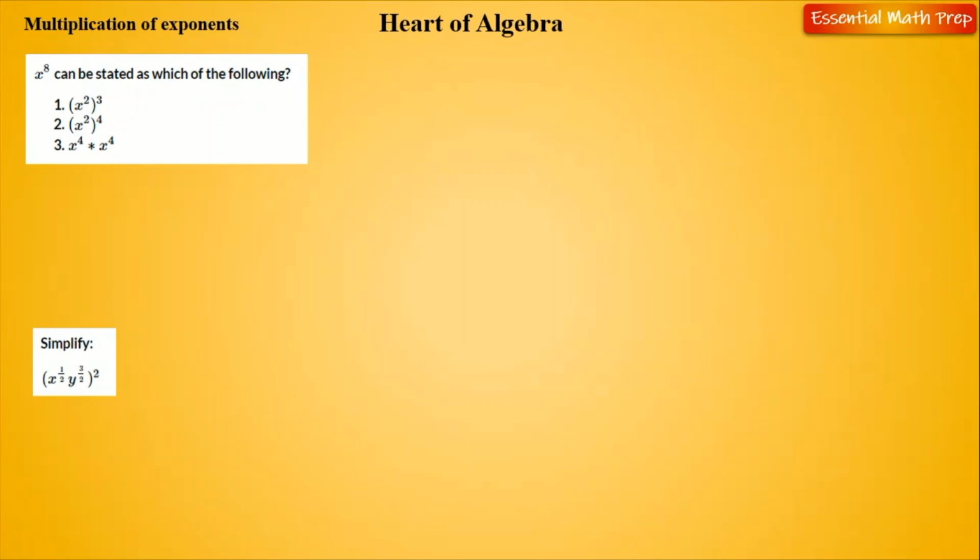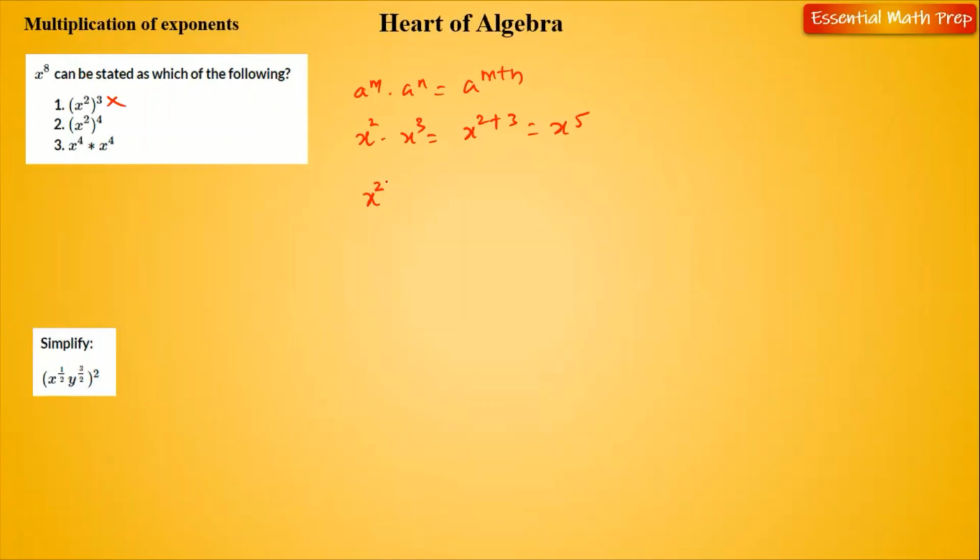x power 8 can be stated as which of the following? We've done more complicated problems than these ones, so this is a very simple problem. All you have to do is use the a power m times a power n equals a power m plus n logic to determine which of these will give you x power 8. x squared times x cubed is x power 2 plus 3, which is x power 5. So this is out of contention.